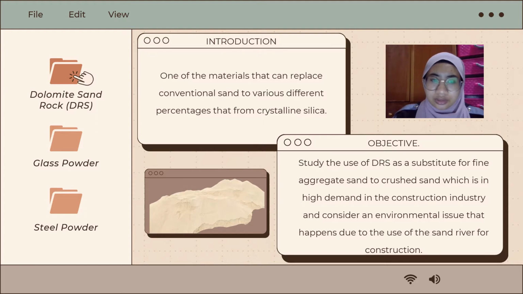Dolomite sand rock is one of the materials that can replace conventional sand in various different percentages, and it forms crystalline silica. The objective for this article is to study the use of DRS as a substitute for fine aggregate sand to crushed sand, which is in high demand in the construction industry and is considered an environmental issue that happens due to the use of river sand for construction.